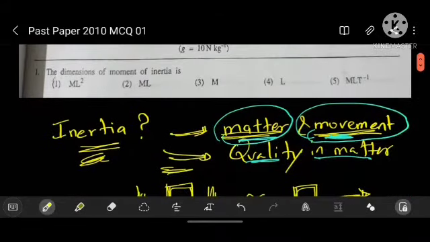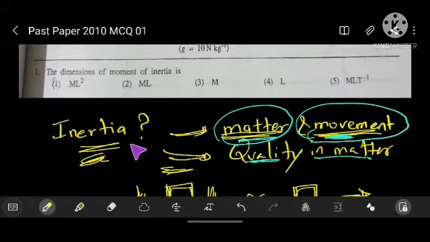The dimensions of moment of inertia is... they have given 5 answers: ML squared, ML, M, L, MLT minus 1. In order to find the correct answer, we have to understand the dimensions and the moment of inertia. To understand the moment of inertia, we should look at inertia first.